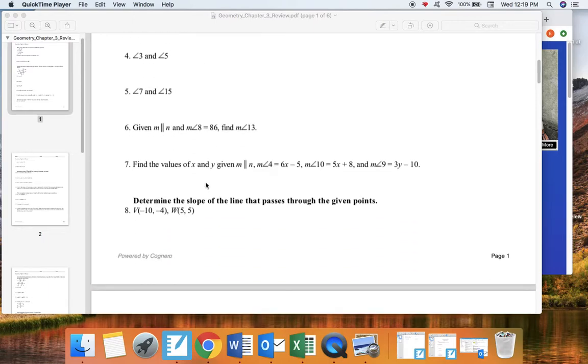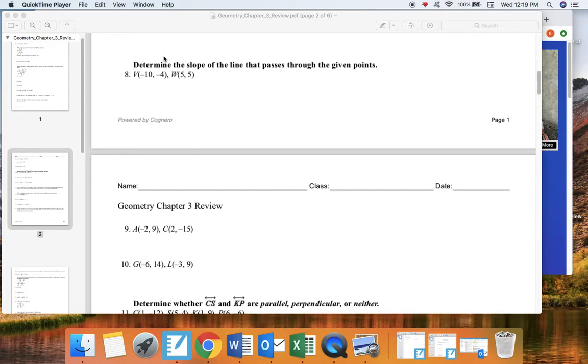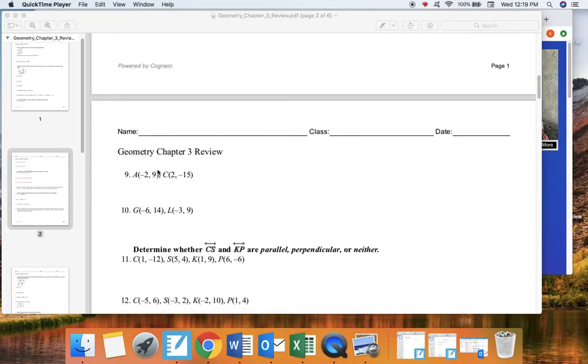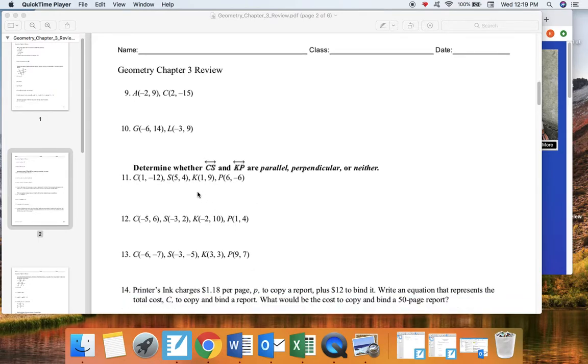So then we get into slope. So slope of lines that pass through 2 points. You guys should be able to do that, no problem. Talk about parallel, perpendicular, or neither. So you'd find the slope of both lines, CS and KP. If they're the same slope, they're parallel. If they're opposite reciprocals or negative reciprocal, where you flip the fraction and change the sign, perpendicular. And then neither would just be, they're not really related in any way.